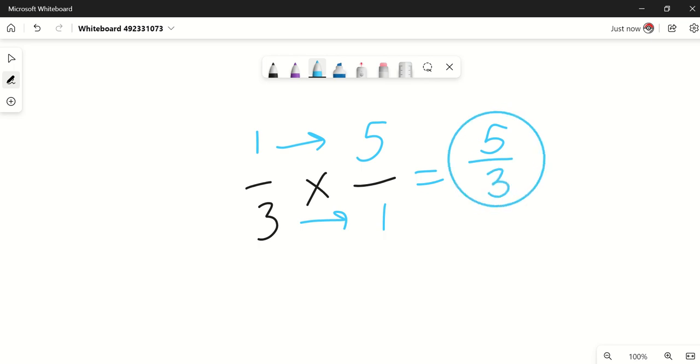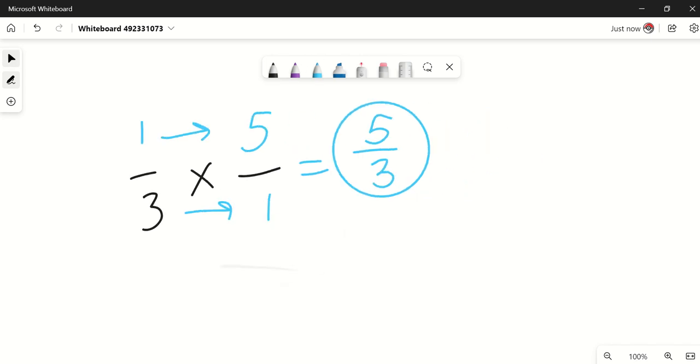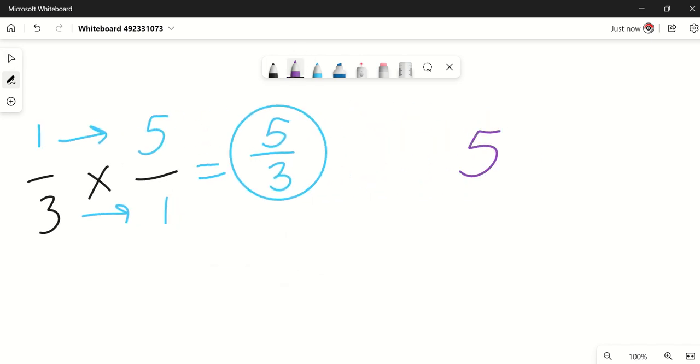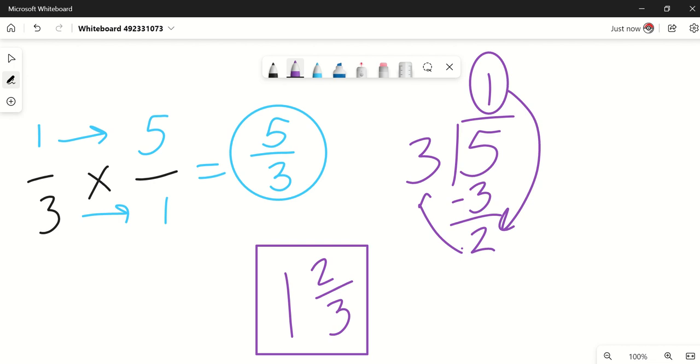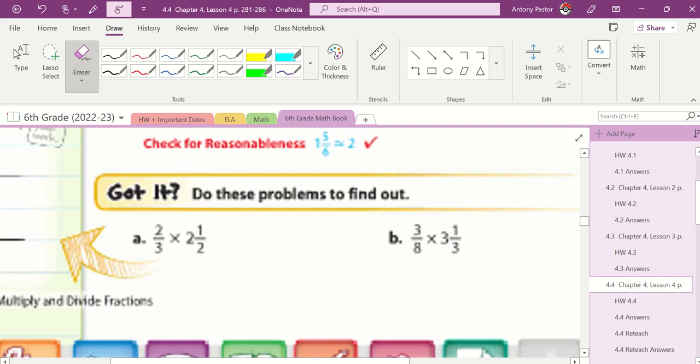Improper fraction. Therefore, I will need to do 5 divided by 3. 3 will go into 5 one time. That will equal 3. When I subtract, I'll get 2 left over. This will now become 1 2/3. And 2/3 have no common factors. It's simplified, and we're done. And that's our answer for example A.